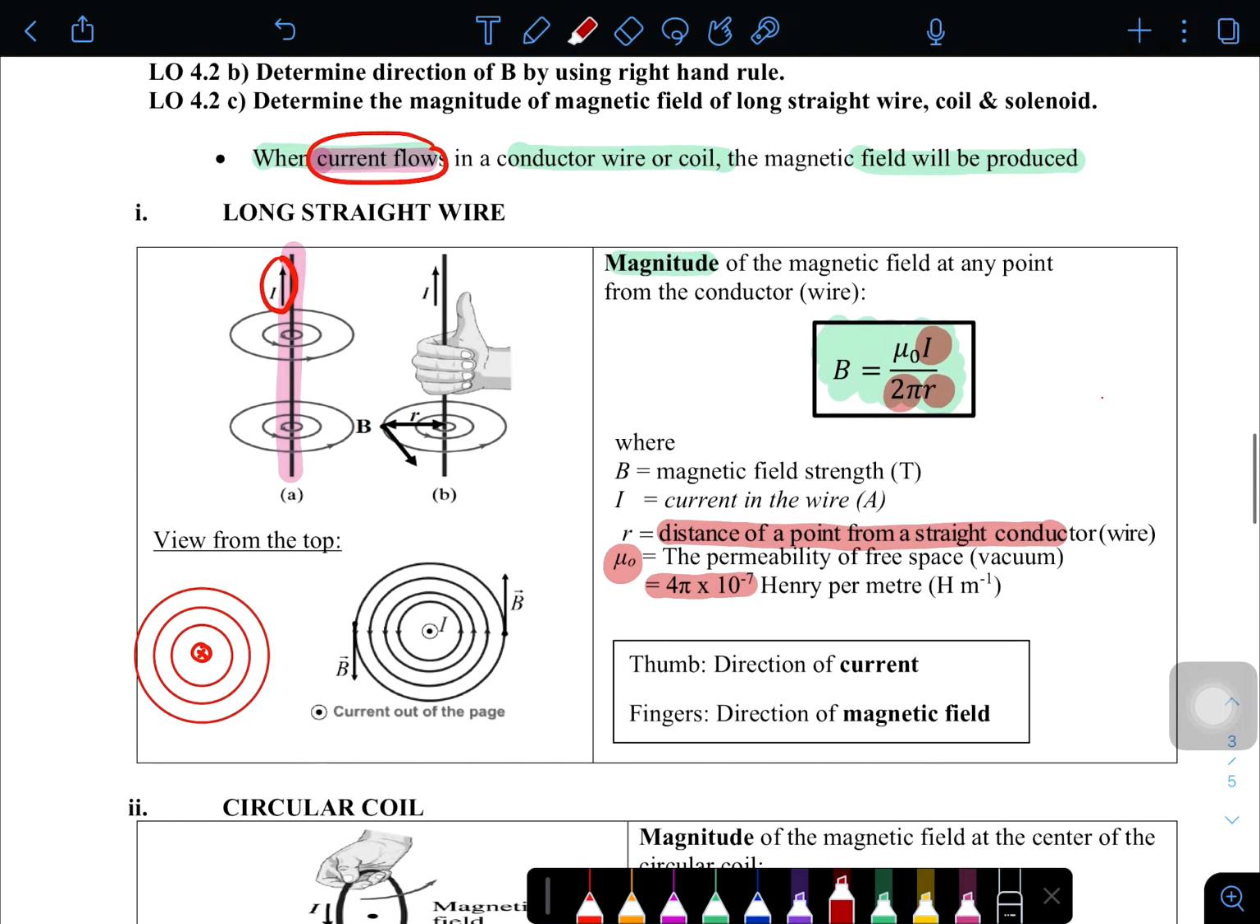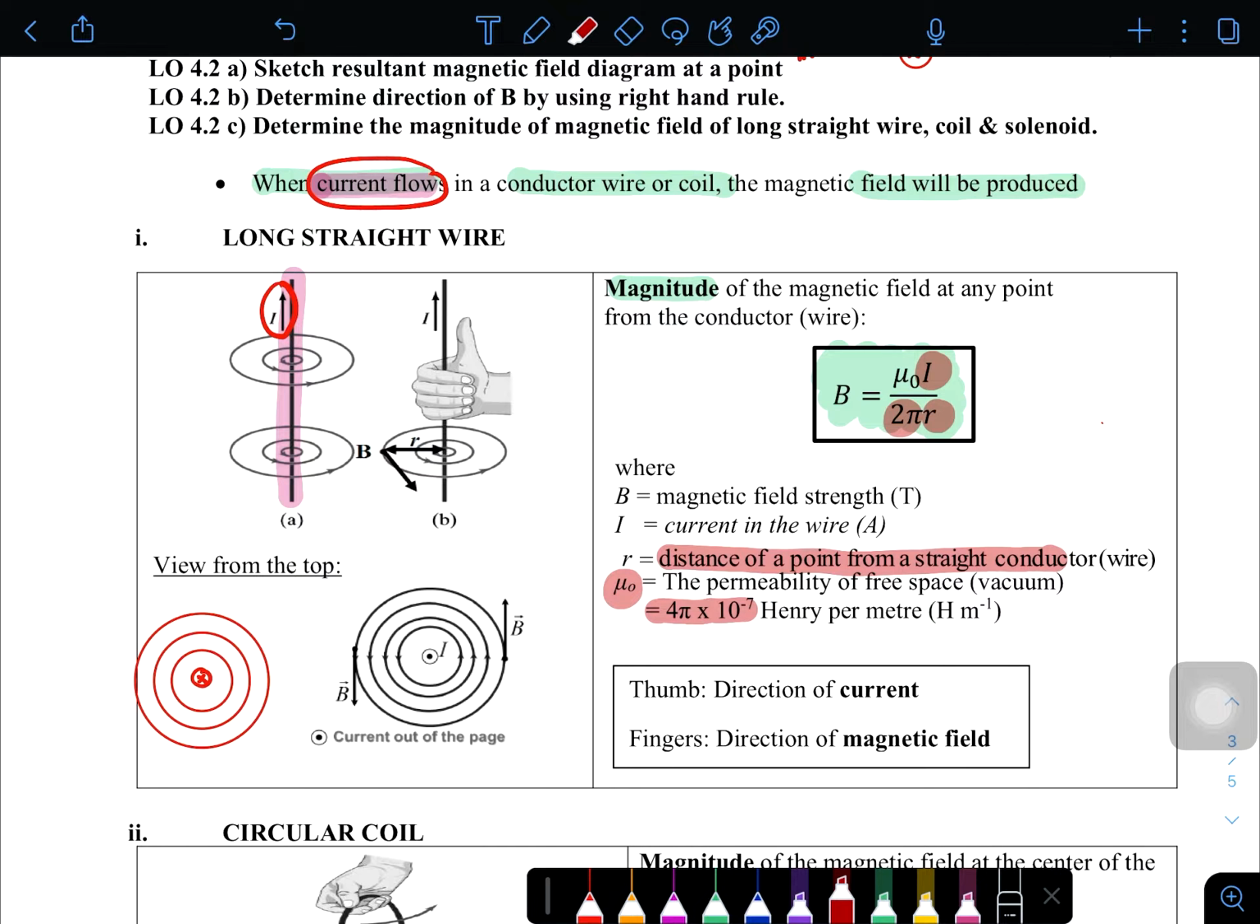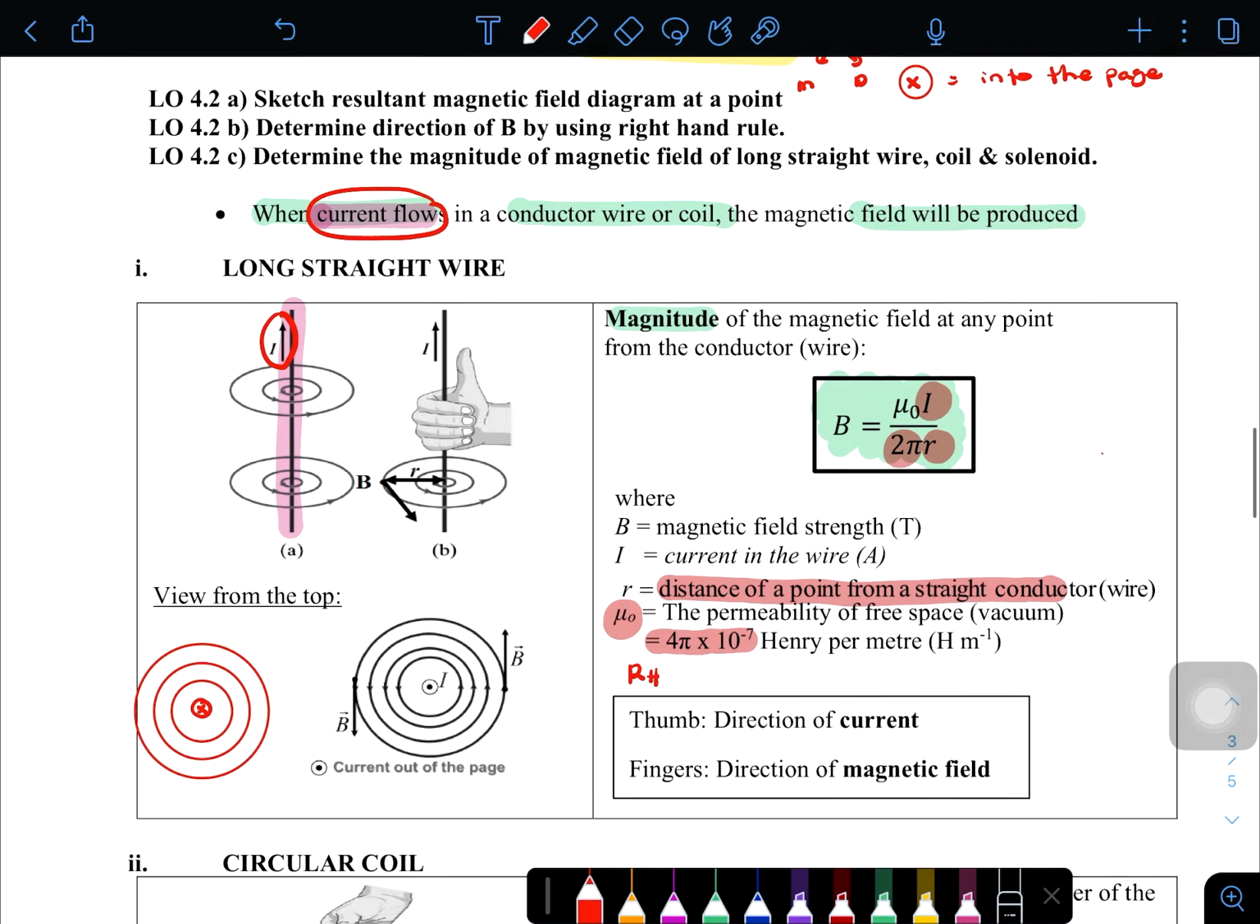So how to find the direction? To find the direction of magnetic field, kita perlu menggunakan right hand thumb rule. Okay, kita guna right hand rule. So bila guna right hand rule, kita tahu kita akan ada dua benda, which is thumb. Ibu jari kita ialah current. So, thumb akan bertindak sebagai current. And kita punya fingers, which is another 4 fingers. 4 jari ini dia akan bertindak sebagai magnetic field.